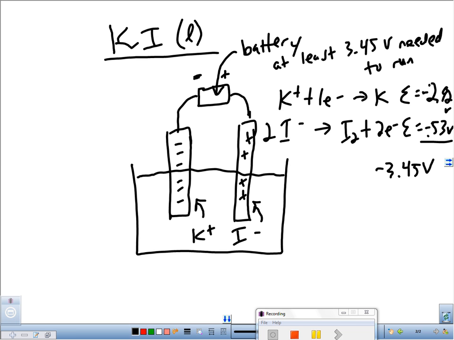Questions so far? That's kind of weird, but we're pushing the electrons the other way. Now, is the potassium side the cathode or anode? Still the same thing holds true. Where reduction takes place is the cathode. Where oxidation takes place is the anode. What's taking place here? Reduction. This is still the cathode. And this is still the anode.